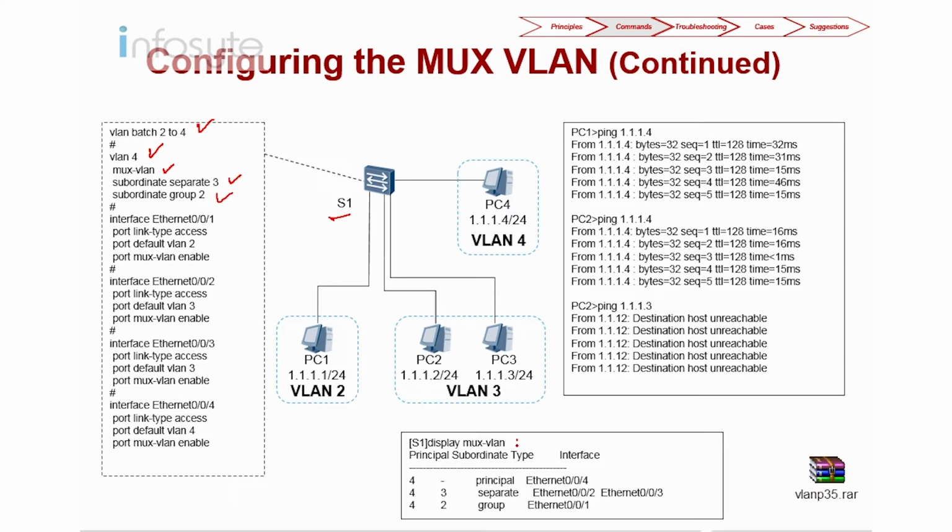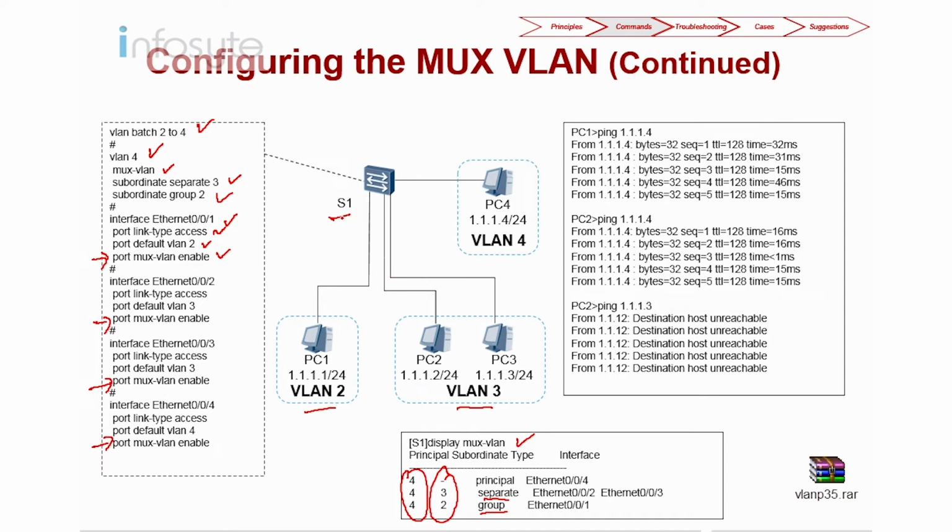Now you can use the command display mux-vlan to determine it. All of these are VLAN 4, that's my principal, and here is my subordinate. Subordinate VLAN 3 is a separate, and subordinate VLAN 2 is in the group. Inside the interface, we configure as per usual the access VLAN and the default VLAN. But very important is to enable the command port mux-vlan enable on all the ports.